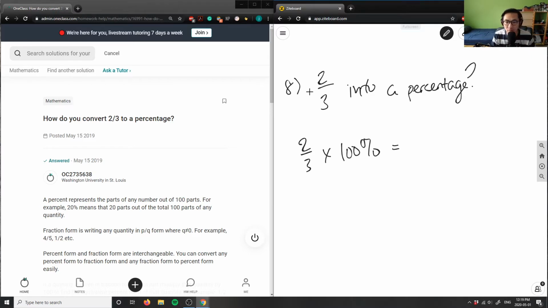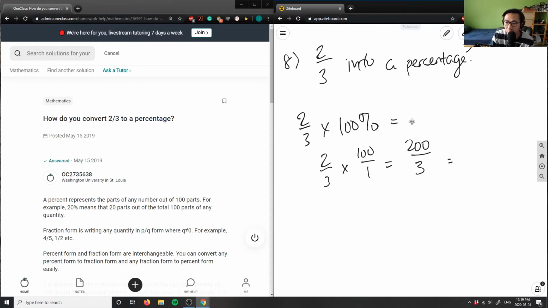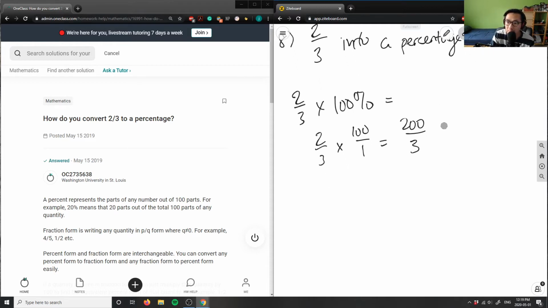So in this case, you would take 100% here, which is basically 100 over 1. So it's 2/3 times 100 over 1. So 2 times 100 here is 200 divided by 3, right? And I would have to figure out what this is in percentage, so I would have to convert this into a mixed fraction.